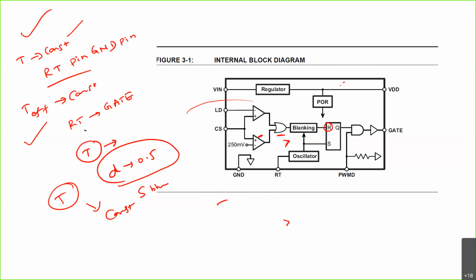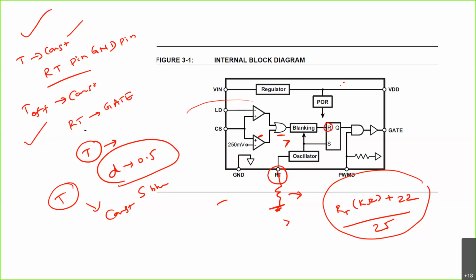So that is about selecting the oscillator. We already discussed how to select the switching frequency and that formula. For this RT, we need to connect an external resistance. The resistance value is in kilo ohms: RT in kilo ohms plus 22 by 25, or I think 25 by 22. I don't remember, just cross check. I think 22 by 25 only.